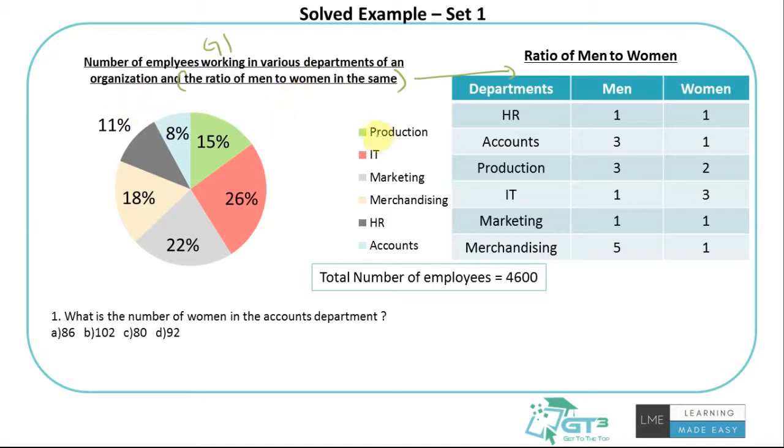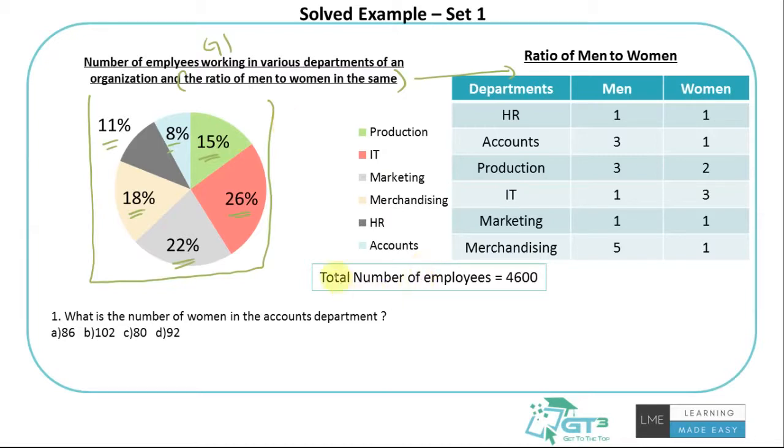In a company, production has 15%, 26% in IT, marketing 22%, merchandising 18%, 11% in HR and accounts 8%. Again, as I said, do I know anything about, if I ask you from this piece of information alone, how many employees are working in production? No idea. I only know that out of all, 15% of them are in production. But I don't know the individual values.